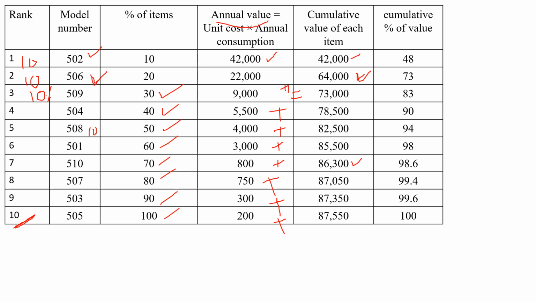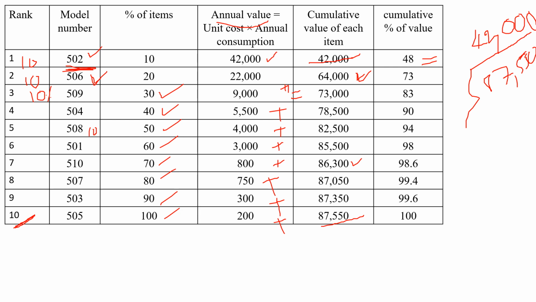Then we have to determine the cumulative percentage value. It is nothing but 42,000 divided by 87,550, which becomes 48 point something. Here, all the cumulative percentages I have written as rounded-off values. So for rank 1, model number 502, we get a cumulative percentage value of 48. How are we getting this 48%? It is the 42,000 annual value divided by the total annual consumption value, which is 87,550.